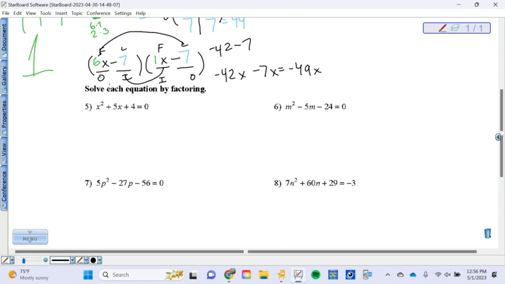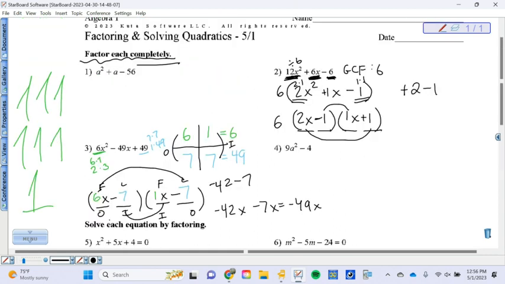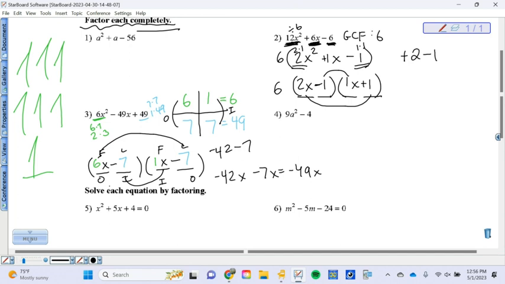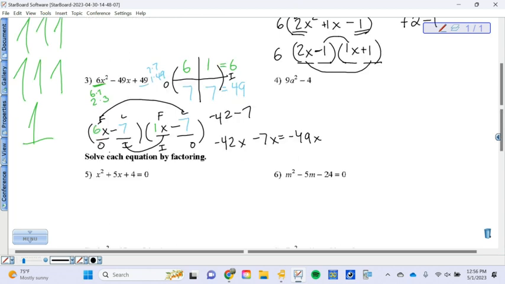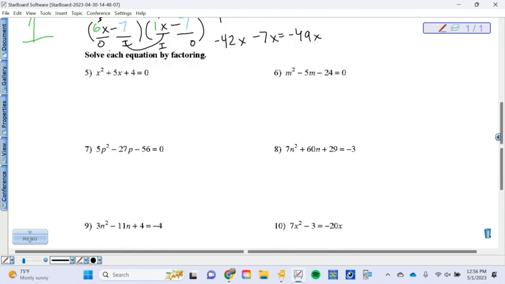Okay, so number 5. What's the difference between number 5 and number 1, besides the obvious? It equals 0. When you see that equals, that should tell you that you need to find the values of x.